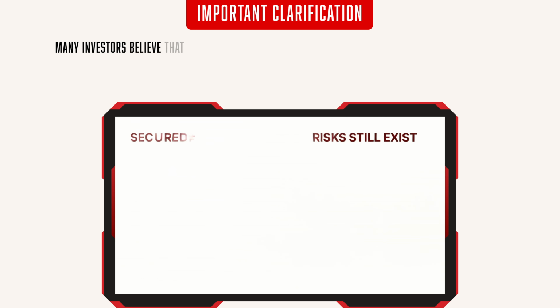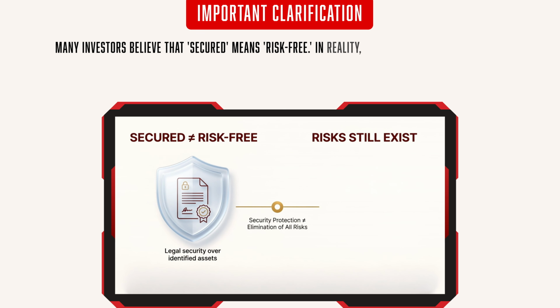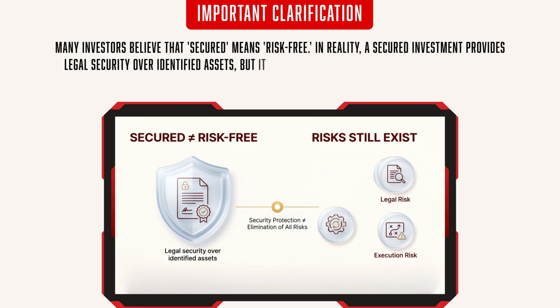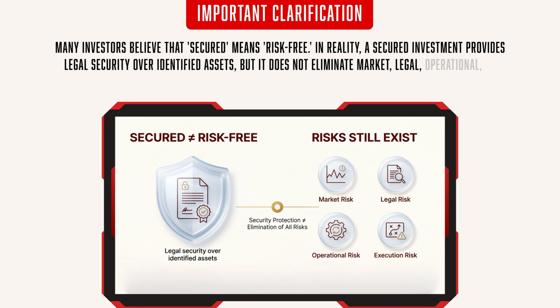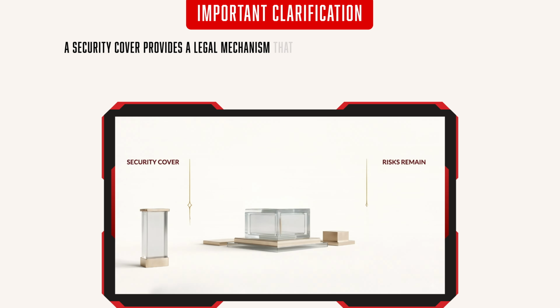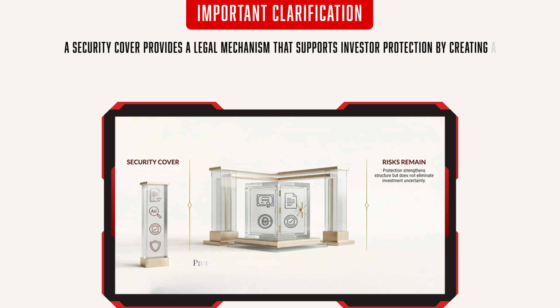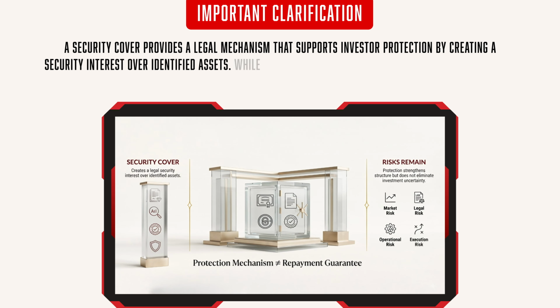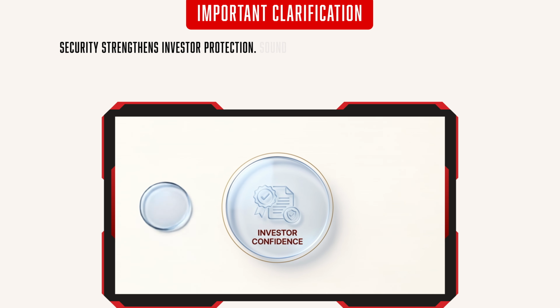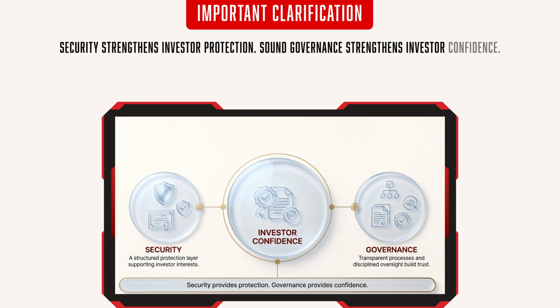Many investors believe that secured means risk-free. In reality, a secured investment provides legal security over identified assets, but it does not eliminate market, legal, operational, or execution risks. A security cover provides a legal mechanism that supports investor protection by creating a security interest over identified assets. While it enhances the strength of the investment structure, it does not guarantee repayment or eliminate investment risk. Security strengthens investor protection. Sound governance strengthens investor confidence.